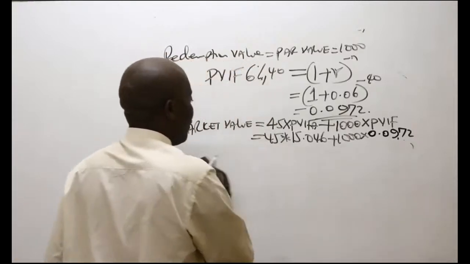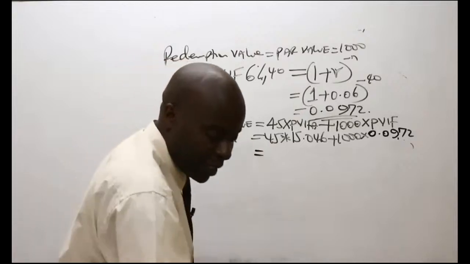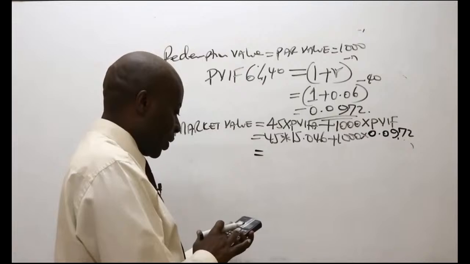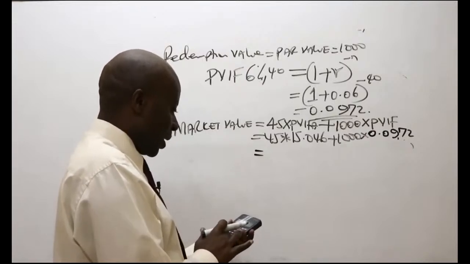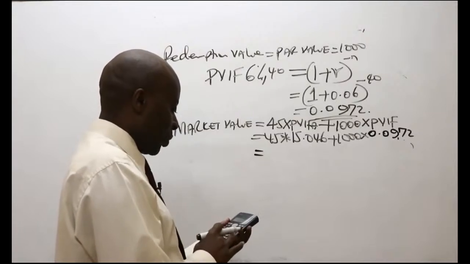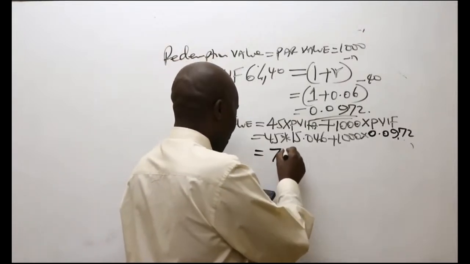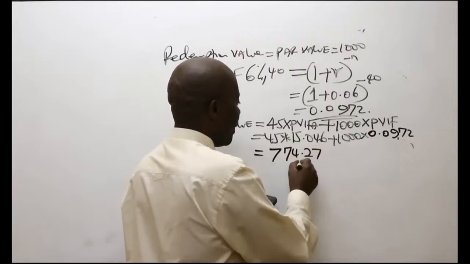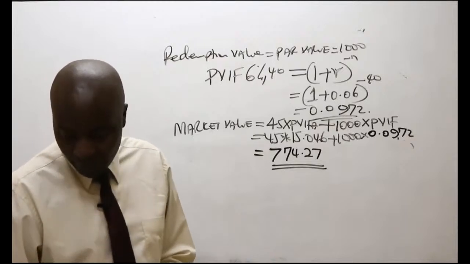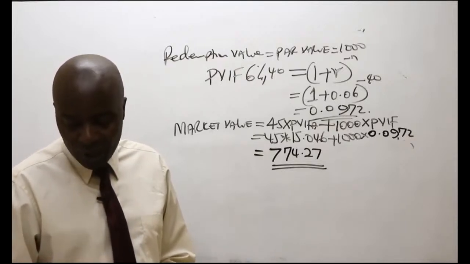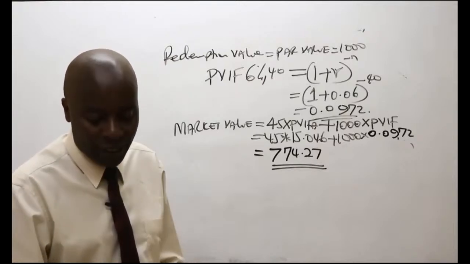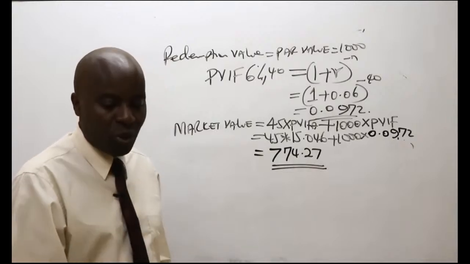So we have here 45 times 15.046 plus 1,000 times 0.0972, which at the end of the day gives us 774.27 as the value of that particular bond.